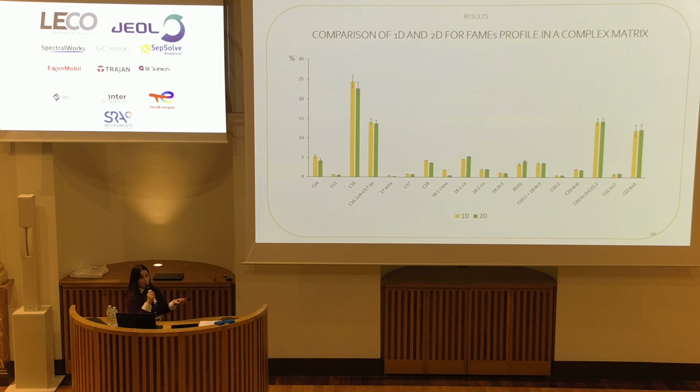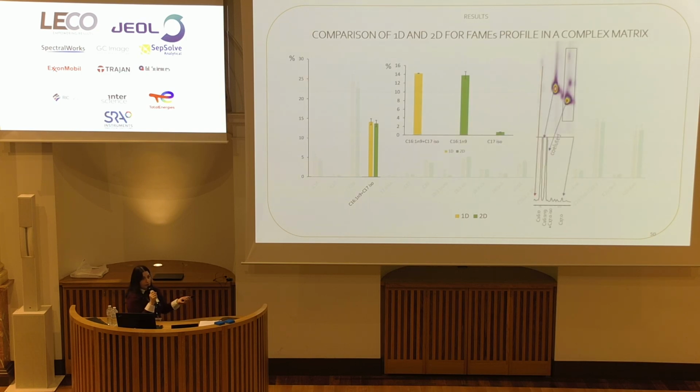So if we compare the percentage profile of the 18 common fatty acids in 1D and 2D, we can see basically that the quantification is comparable. But let's see a little particular. For example, this coelution. We saw that here they are comparable, but in 2D we have more information. What are we going to do with this information?